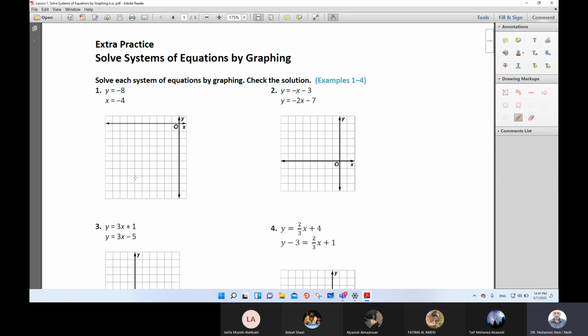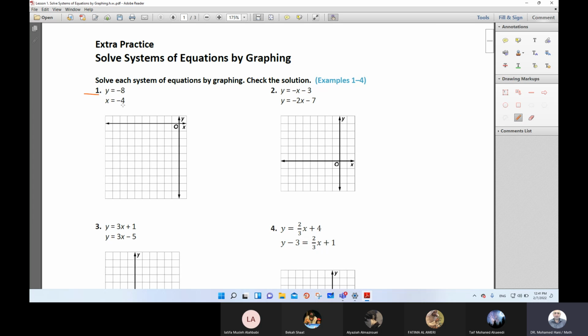For example, exercise number 1, as you see, we have two equations. The first equation, y equals negative 8, and the second equation, x equals negative 4. We want to graph the first equation and we want to graph the second equation.